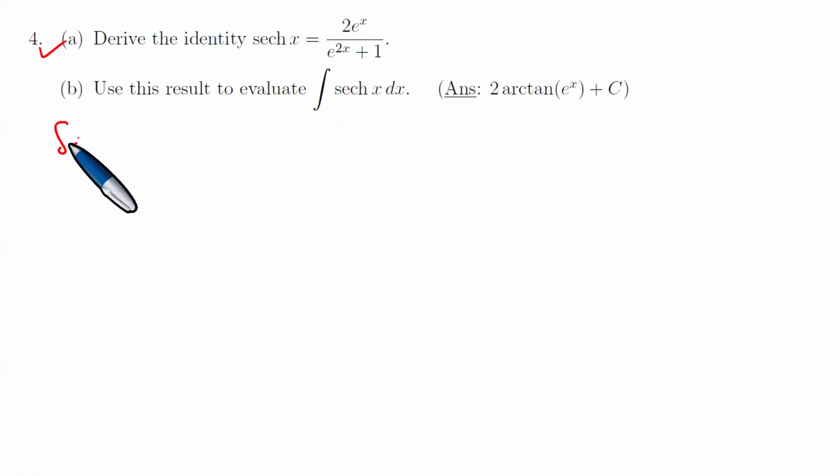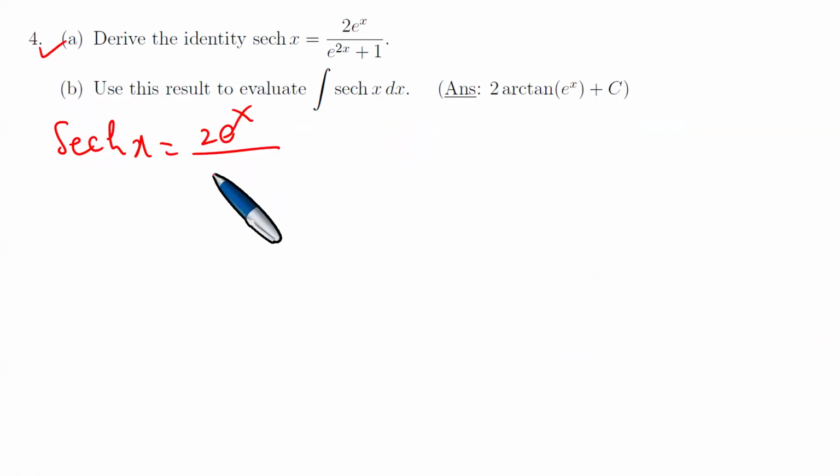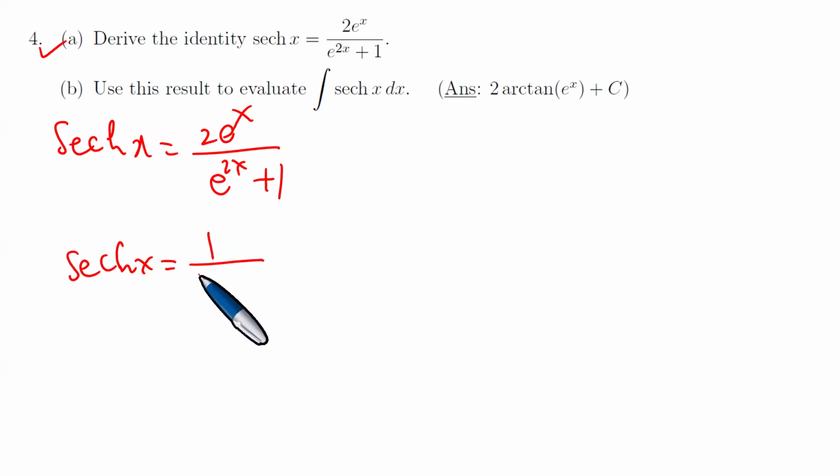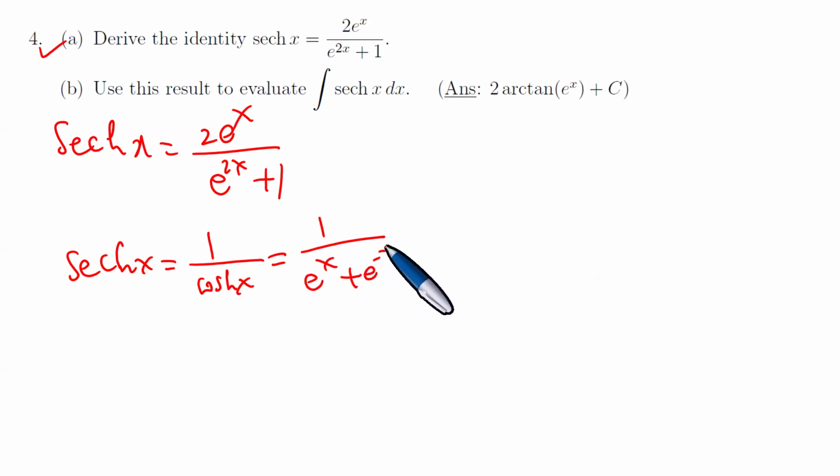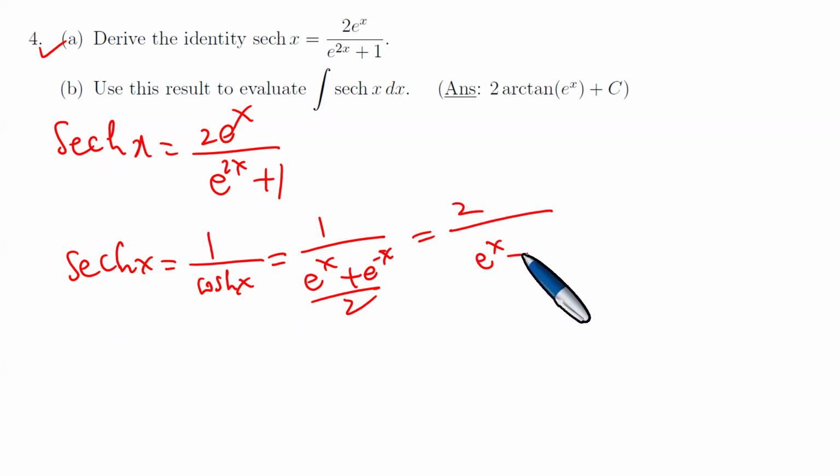So for example, 8a, you need to derive the identity that the sech of x is 2e to the power x divided by e to the power 2x plus 1. Let's do this one. The sech of x is actually the same as 1 divided by the cosh of x. What is the cosh? It is e to the power x plus e to the minus x, divided by 2. So we get 2 divided by e to the power x plus e to the minus x.